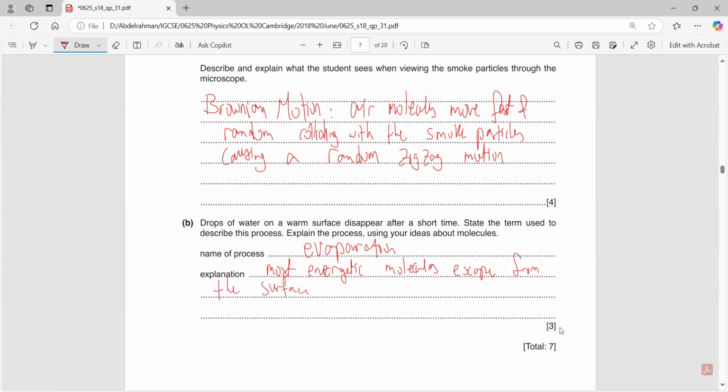You have to say that they escape from the surface, and you have to say that the most energetic molecules escape, not just any molecules, or not that the water evaporates. I need to know that in terms of molecules, the most energetic molecules escape from the surface.